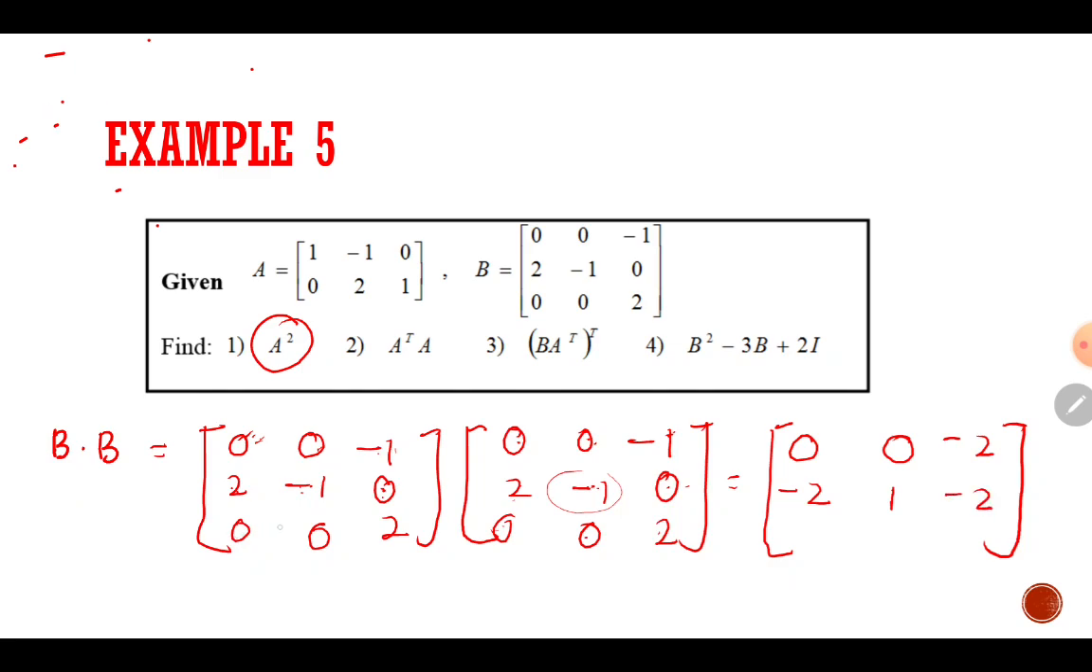Okay, and then finally the third row. Third row, 0 times 0, 0 times 2, 2 times 0. So you get 0 here. 0 times 0, 0 times negative 1, 2 times 0. You get 0 here. And then finally 0 times negative 1, 0. 0 times 0, 0. 2 times 2, you get 4 here.